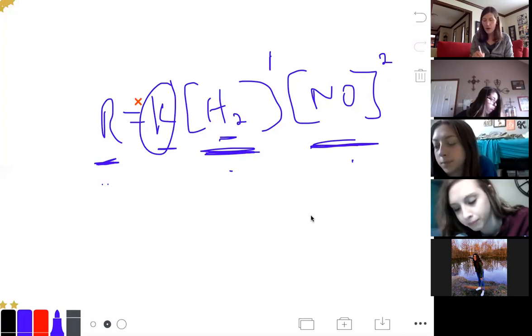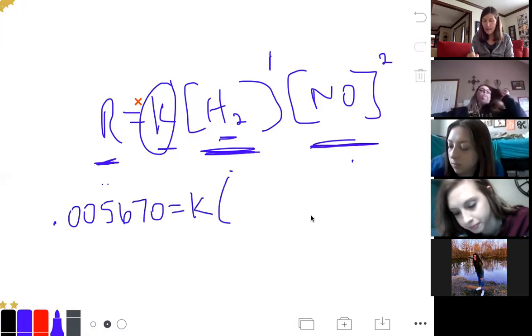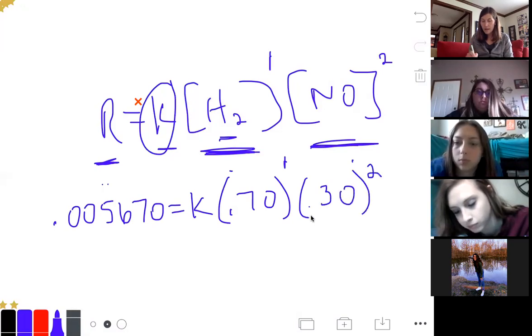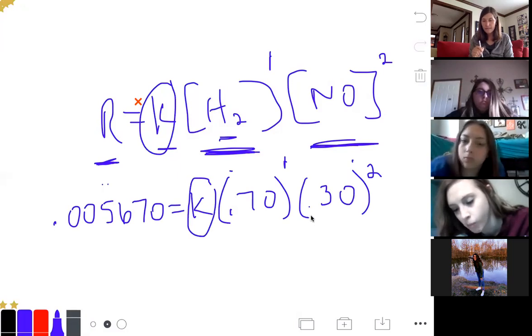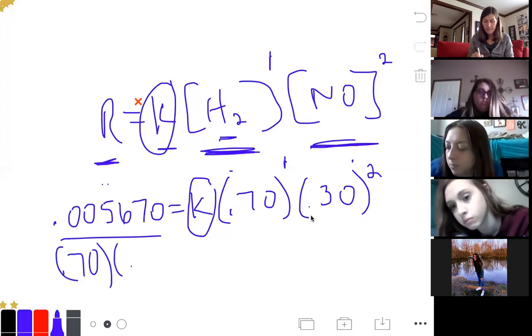So if I put in trial 1, I would just say 0.05670 is equal to K times the concentration of hydrogen, which was 0.7, and times the concentration, and again, it's only raised to the first power, so nothing's happening exponentially there, times 0.3, and that's squared. And then I'm just solving for K. So hopefully that solving is not too hard math-wise, right? You're just gonna divide both sides by that. And then that gives you K.